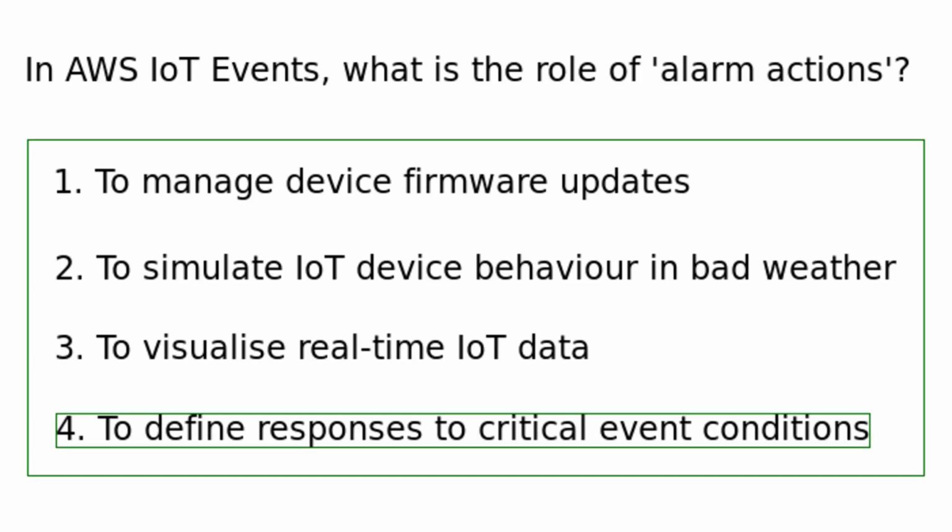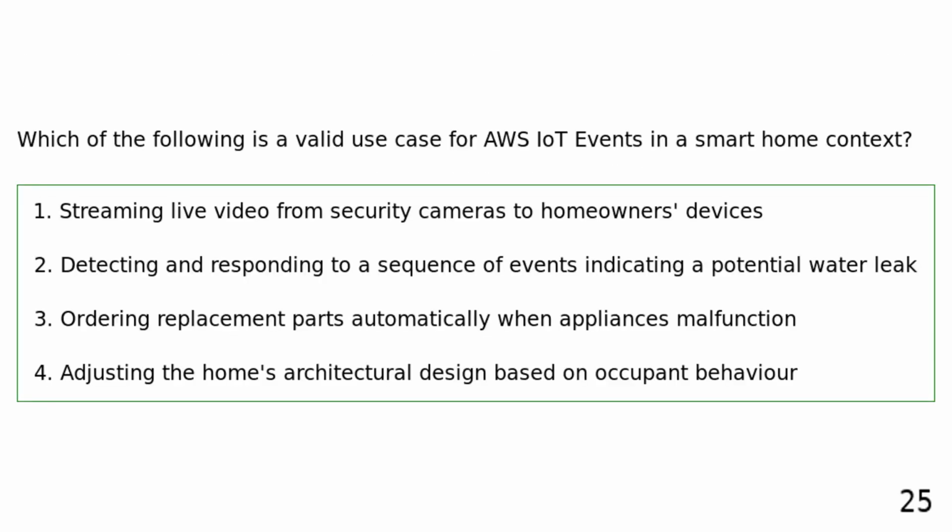Alarm actions define responses to critical event conditions. Which of the following is a valid use case for AWS IoT Events in a smart home context? Streaming live video from security cameras to homeowners' devices. Detecting and responding to a sequence of events indicating a potential water leak. Ordering replacement parts automatically when appliances malfunction. Adjusting the home's architectural design based on occupant behavior.